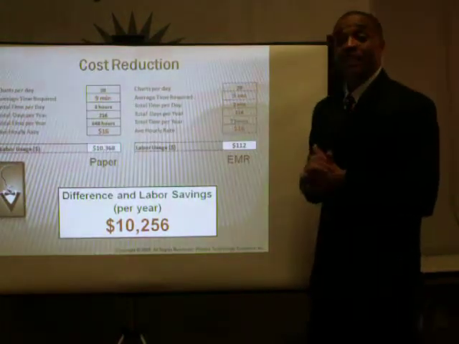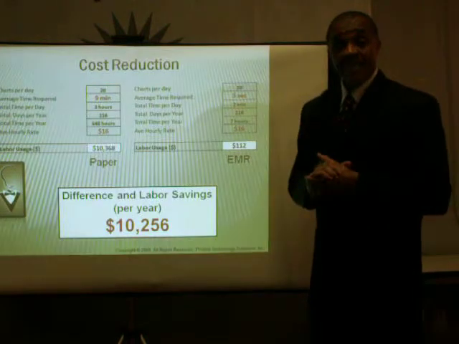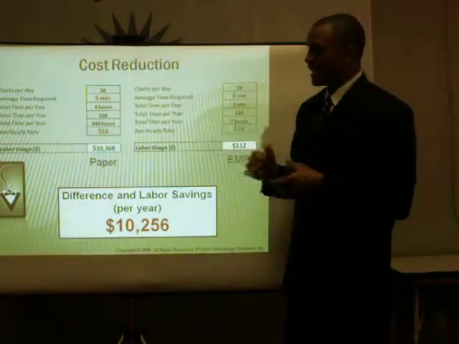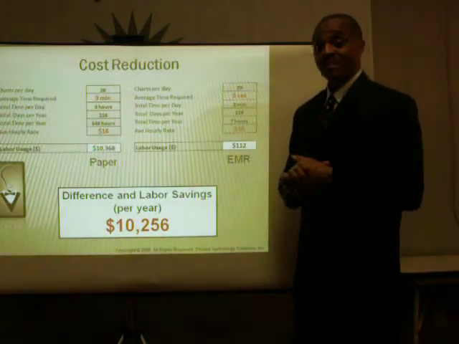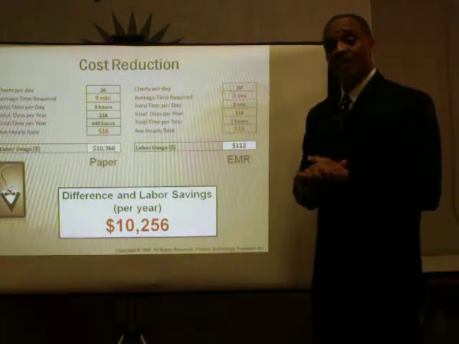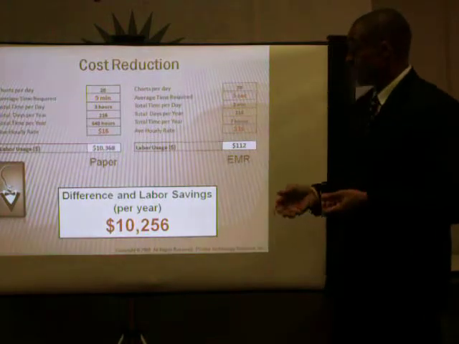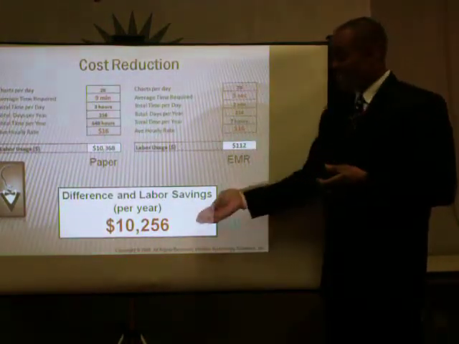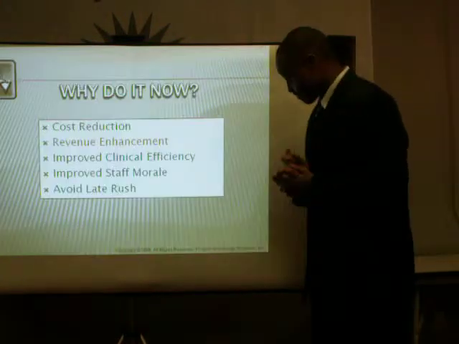20 times 9 is 180 minutes, which is 3 hours. They work 4.5 days a week, and that breaks down to 216 days a year. So 216 times 3 is 648 hours. 648 hours times $16 an hour is a little over $10,000. So they spend over $10,000 just pulling and refiling charts. With the EMR solution, to perform that same task, $112, a savings in labor of over $10,000.